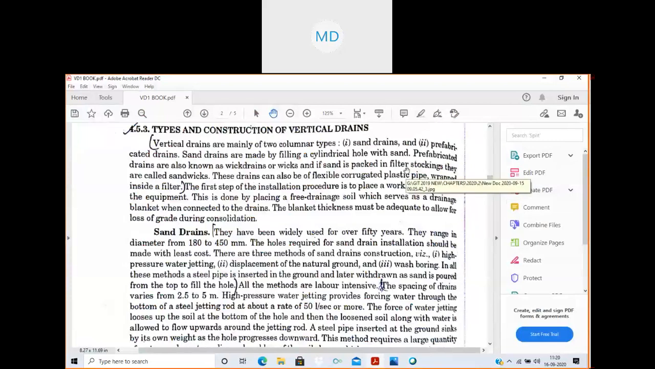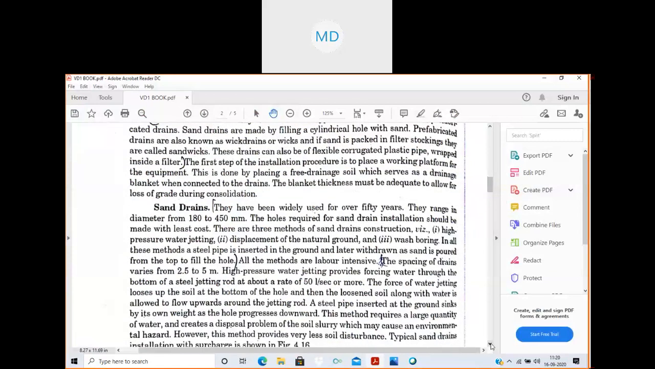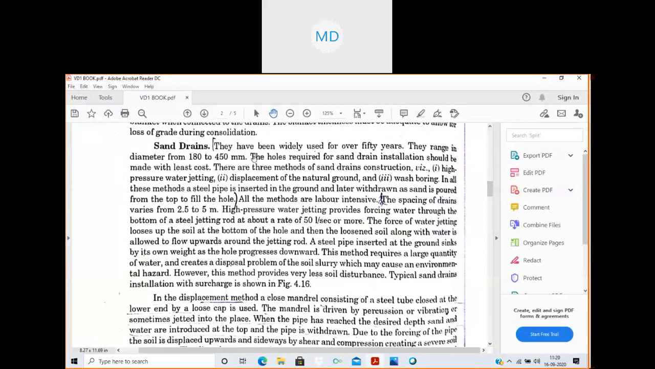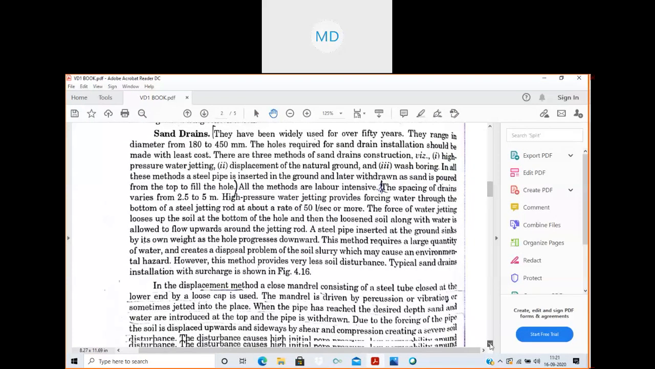So yesterday we discussed these vertical drains, and today we are going to see the types and construction of vertical drains. A little bit we have discussed. So about sand drains, I think this much was done. They have been widely used for pictures. This part, I guess, was completed in yesterday's class. So there are three methods of construction of sand drain, that is high pressure water jetting, displacement of natural ground, and wash boring. Okay. So in the displacement method, let us see what is done.